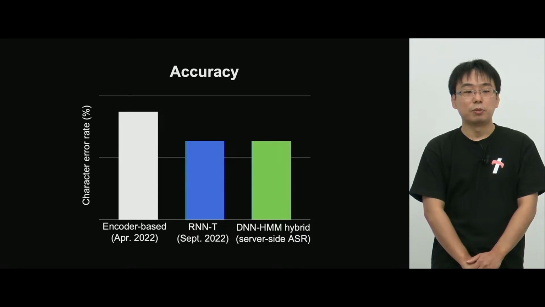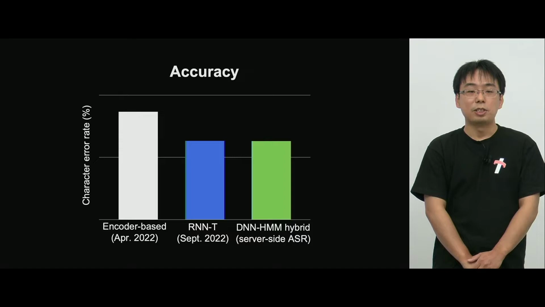This figure shows the performance of the model we released this time. The vertical axis is the ASR error rate. Lower is better.